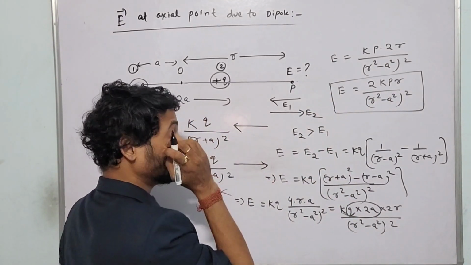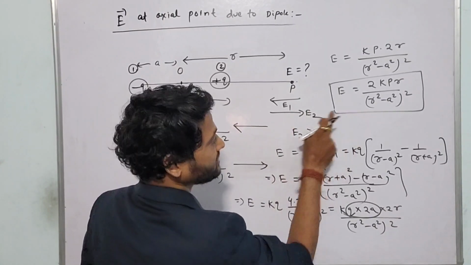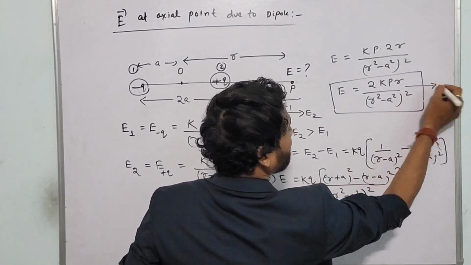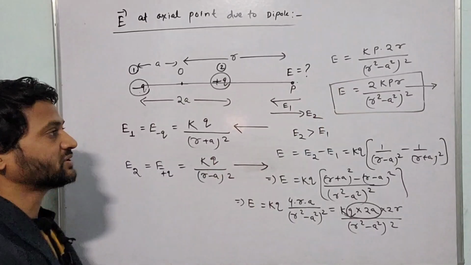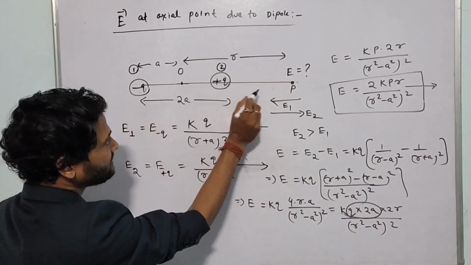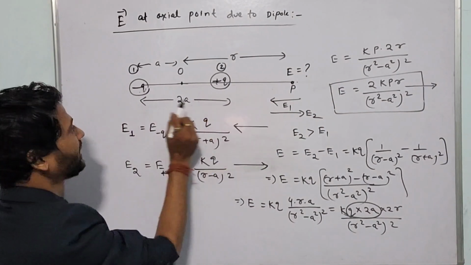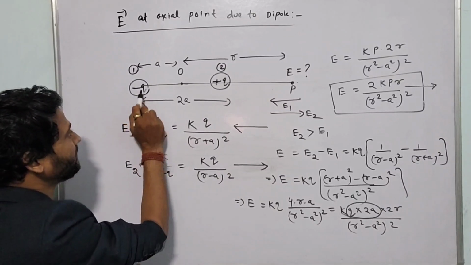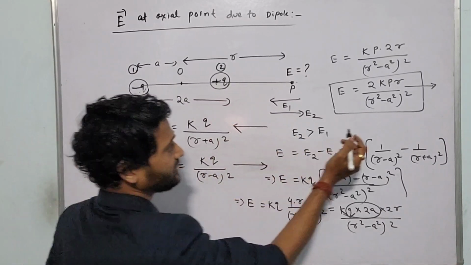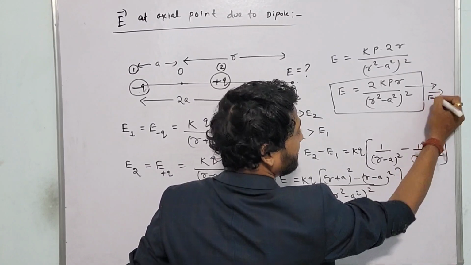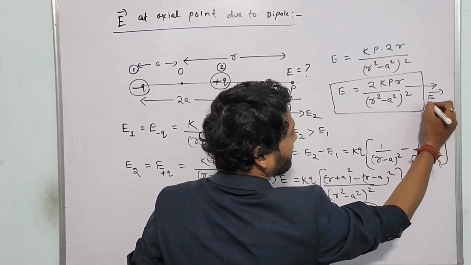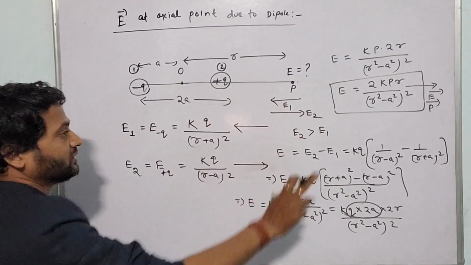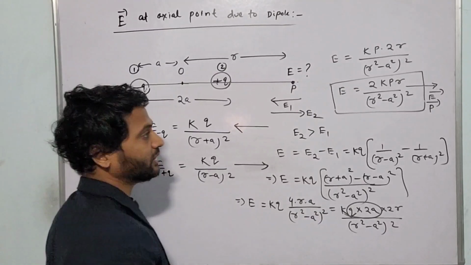And what is the net direction? Direction will be same as E2. Matlab, direction will be away from the charge. Or you can say the direction is parallel to the dipole moment. As you know, the direction of dipole moment is from minus to plus. So the resultant electric field direction will be same as the direction of dipole moment.